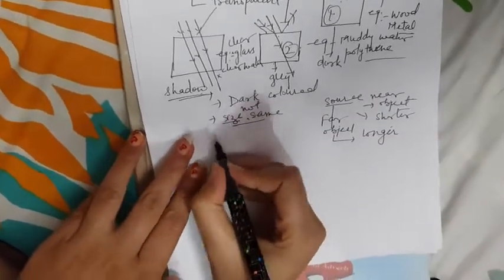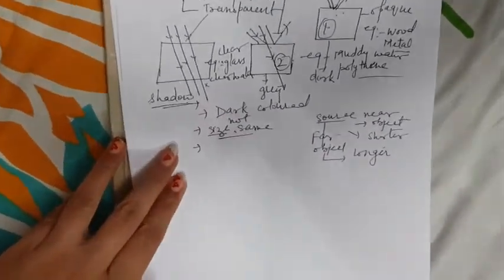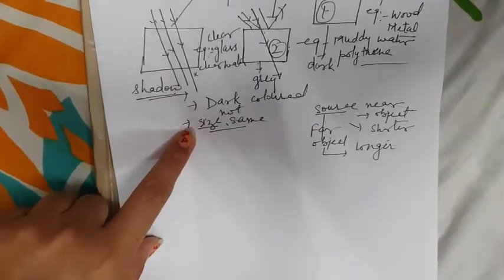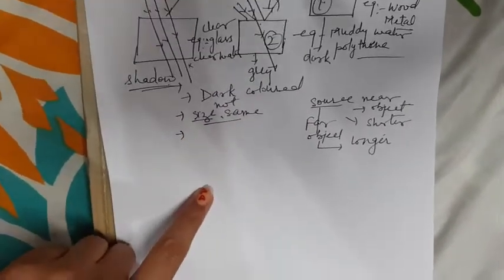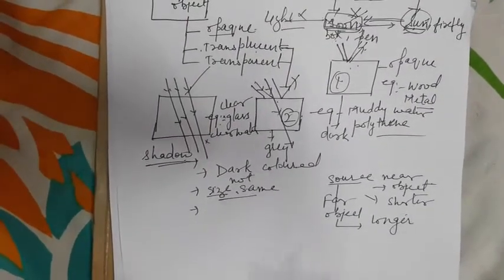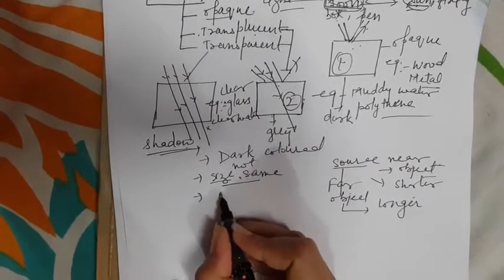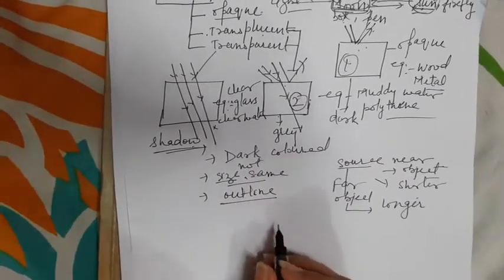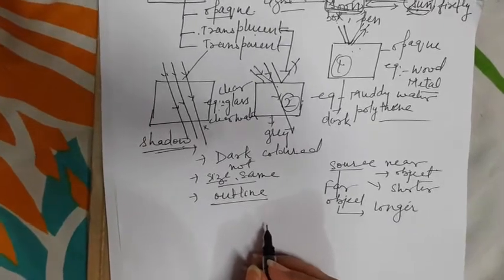Okay, next we have about the shadow. First thing, it is dark colored. The size of the shadow is never the same. Plus, the shadow will always give just the outline. It never gives the features of the object. The shadow always gives the outline.